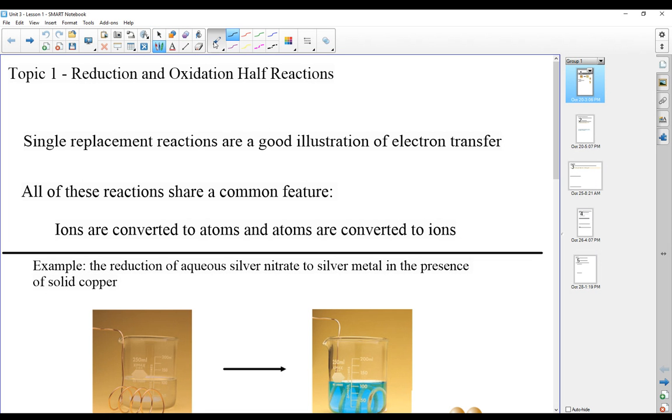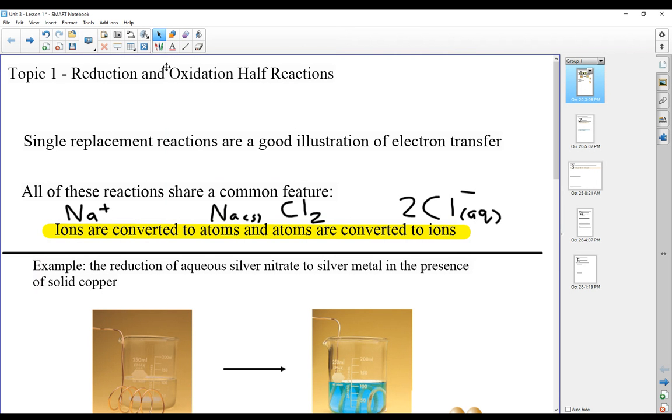I guess one thing I need to be aware of here is that you cannot see what I am saying. So ions are converted to atoms, and atoms are converted to ions. We know that ions are something such as sodium, which is Na+, and it's converted to an atom, which is now Na, and then we subscript that, which would be solid. Also, atoms are converted to ions, so we could have something such as Cl2, and it is converted to an ion, which would be Cl-, which would be aqueous. For balancing purposes, we would need to have a 2 there, but we don't need to worry about that too much as of right now.